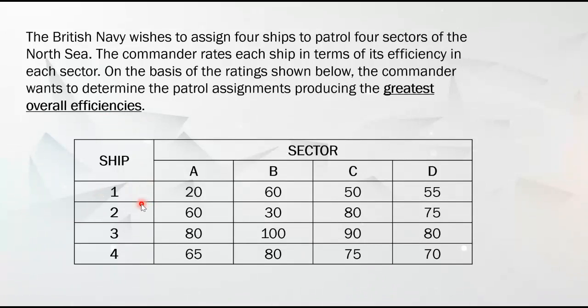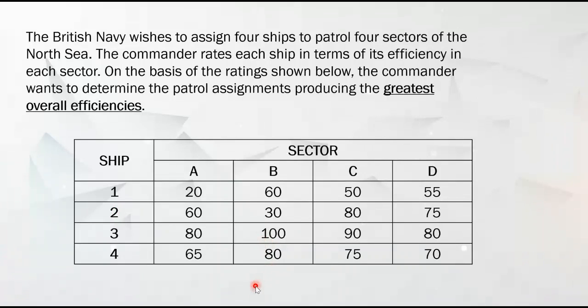So in this table we have here ship 1. If ship 1 is assigned to sector A, then the efficiency will be 20. If it is assigned to sector B, the efficiency will be 60. If it is assigned to sector C, the efficiency will be 50. And if it is assigned to sector D, then the efficiency will be 55. You can check the other efficiencies in this table right here.